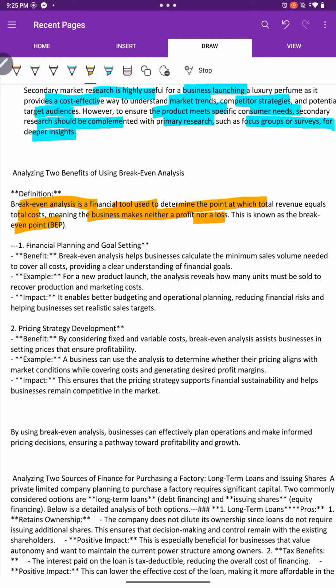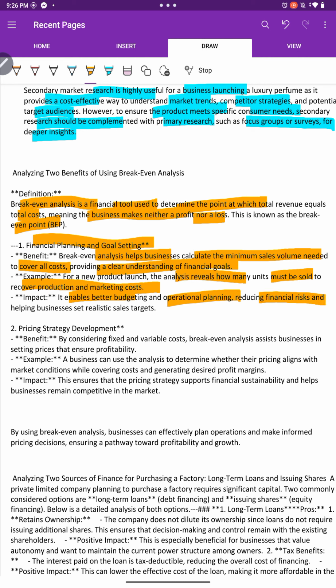The first advantage of using break-even is financial planning and goal setting. Break-even analysis helps businesses calculate the minimum sales volume needed to cover all costs, providing a clear understanding of financial goals. For a new product launch, the analysis reveals how many units must be sold to recover the production and marketing costs. It enables better budgeting and operational planning, reducing financial risk and helping businesses set realistic sales targets.